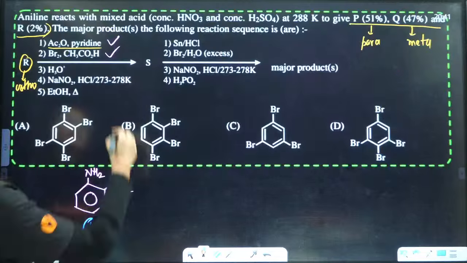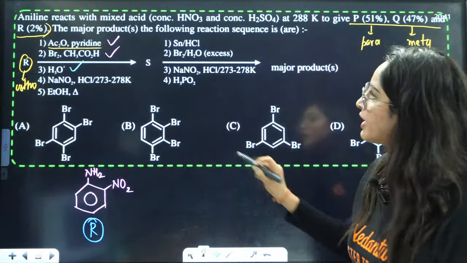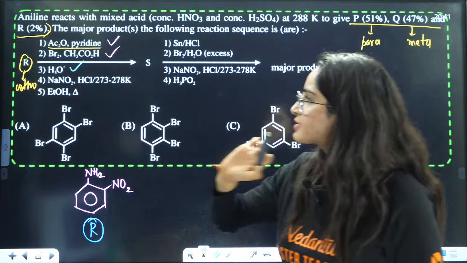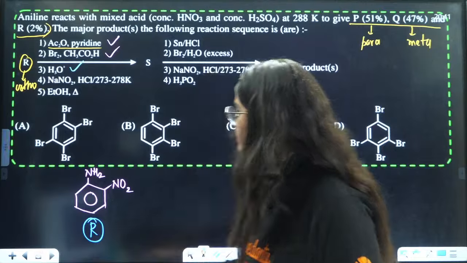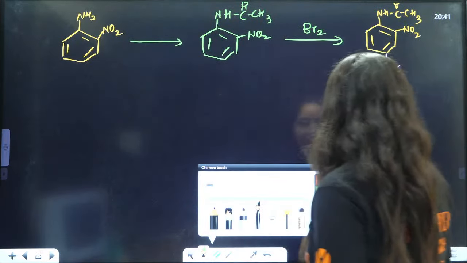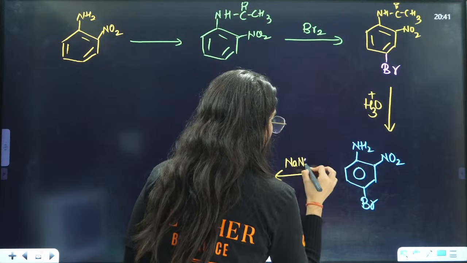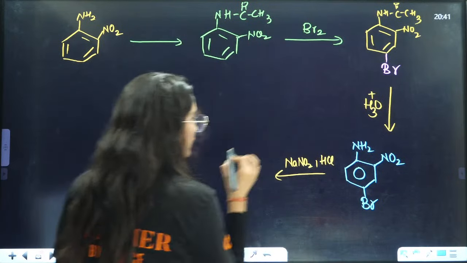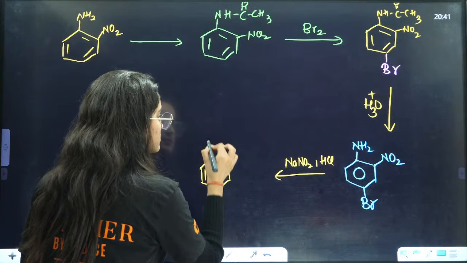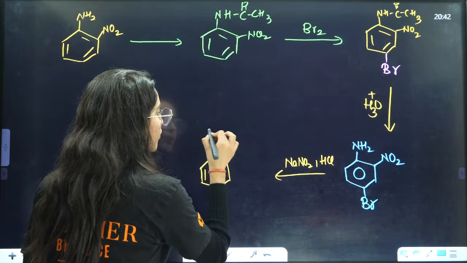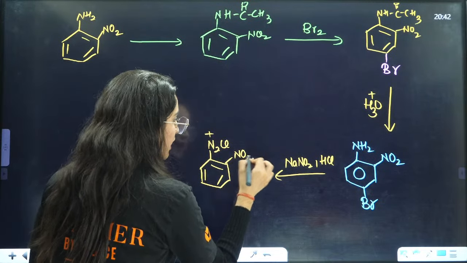Have we done this step also? Students, are you able to understand this or not? This step done, this step done, this step done. Then you have NaNO2/HCl, that means you are doing diazotization. That means you will have the formation of this N2+Cl-, and this is NO2 and this is Br.